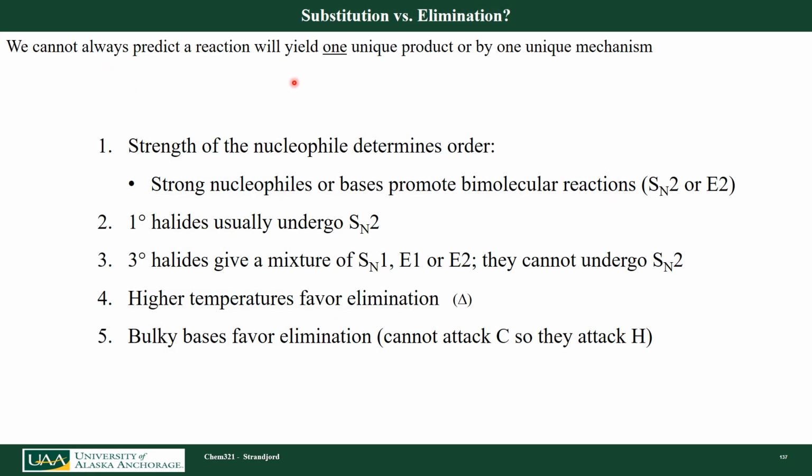Sometimes we cannot predict a reaction that will yield one product, but there are some criteria that help us determine the major product. The strength of the nucleophile determines the order. Strong nucleophiles or bases promote SN2 or E2. Primary alkyl halides usually undergo just SN2 reactions. Tertiary alkyl halides give us a mixture of products, but they cannot undergo SN2 reactions. Higher temperatures favor elimination, and bulky bases favor elimination because they can't attack that carbon that is next to the hydrogen. So they attack the hydrogen instead.